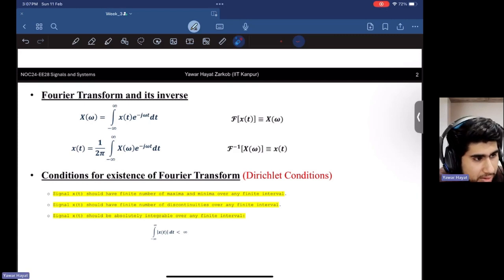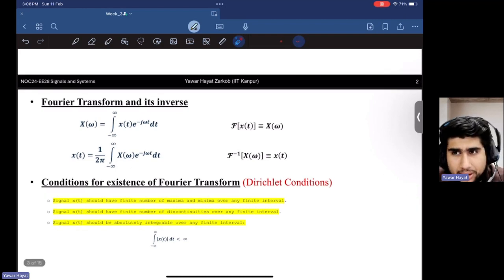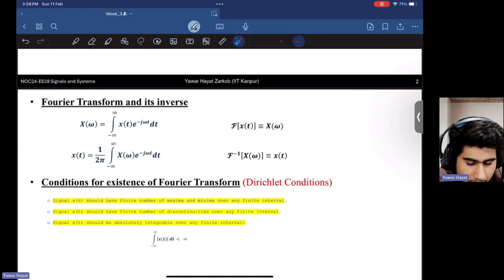Okay, and the functions that are localized in time domain, they have Fourier transforms that are spread out across the frequency domain and vice versa. So if a function is localized in the time domain, it would be spread out in the frequency domain. Likewise, if the function is localized in the frequency domain, it would be spread out in the time domain. So this is the frequency time uncertainty relation, which I'm sure you all would have gone through.